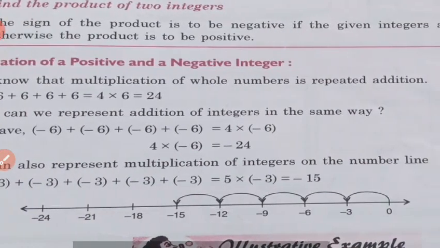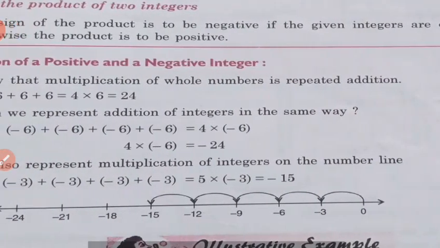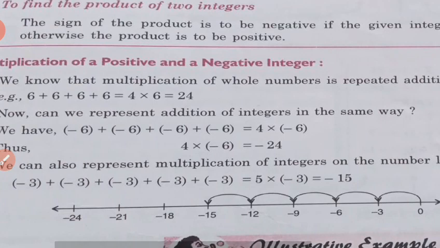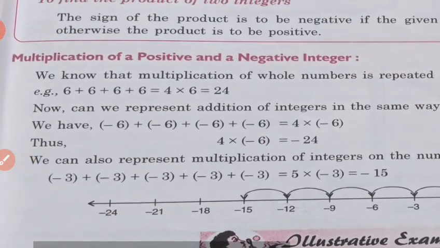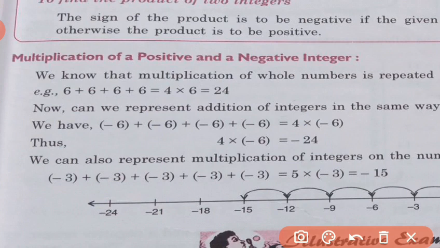We know that multiplication of whole numbers is repeated addition. Whole numbers means positive numbers which start from 0 till infinity. For example, 6 plus 6 plus 6 plus 6. Here 6 is given how many times? 4 times. Instead of adding 6 four times, we can write in short form in the form of multiplication.